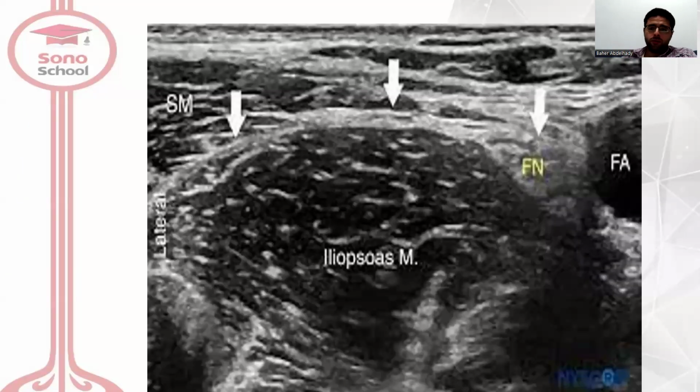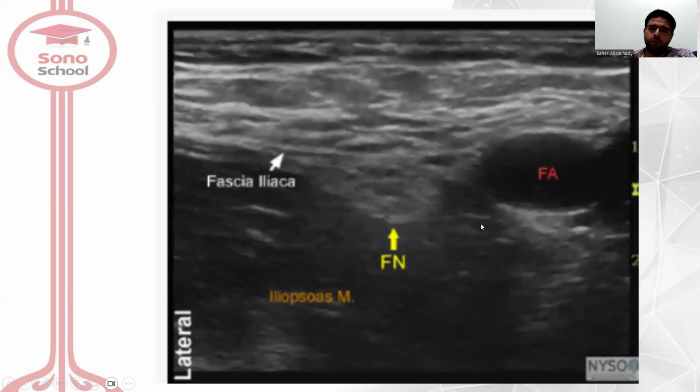This is the sonoanatomy. If we look here, this hyperechoic structure is the fascia iliaca. This is the iliacus muscle or iliopsoas muscle. This is the femoral nerve, usually a hyperechoic structure lateral to the femoral artery. If we zoom the picture, this is the femoral artery, femoral nerve, fascia iliaca, and iliacus muscle.